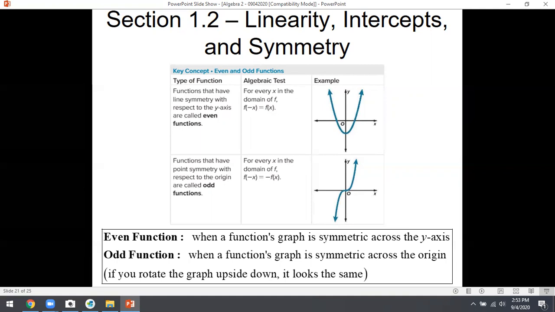This is a graph of y equals x squared. Is that symmetric across the y-axis? So what is it called? It's even again. This is even.